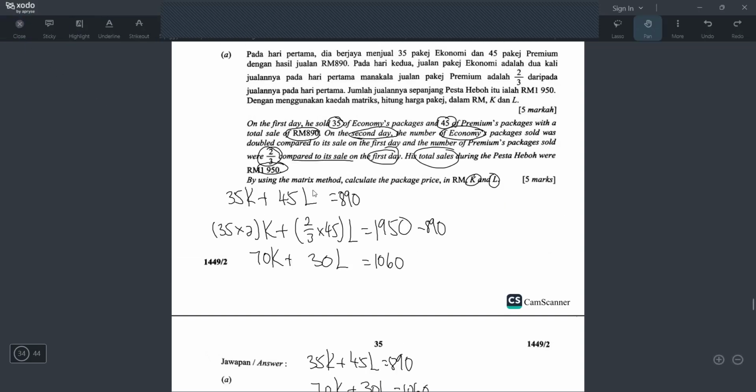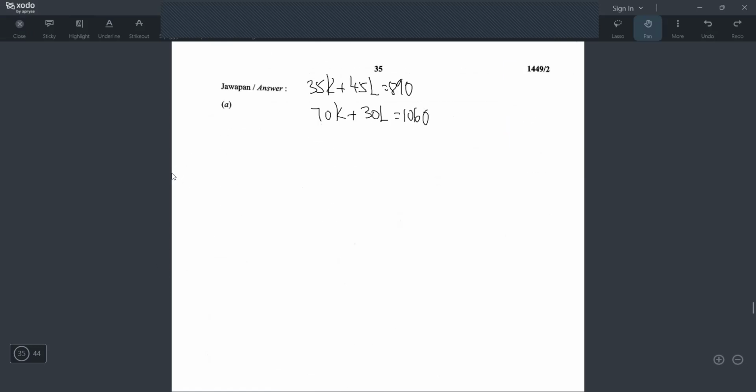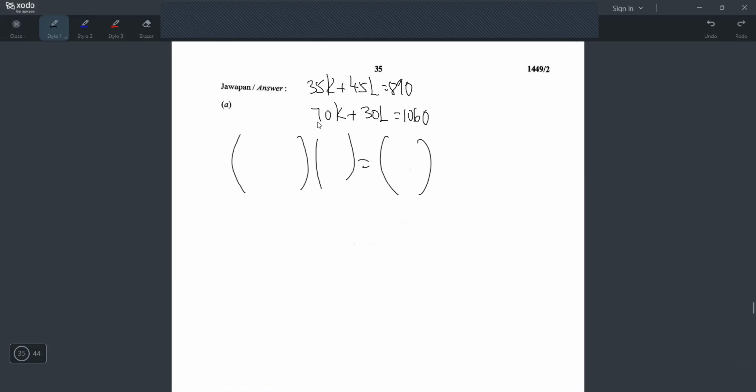They already mentioned specifically they want you to use matrix method. It means you cannot use the elimination method or the substitution method. You have to use matrix method. How to use matrix method to solve simultaneous equations? You will put bracket, bracket equals bracket. In the first bracket, you will put in all the coefficients, it means all the numbers in front: 35, 45, 70, 30. For the second bracket, you will put in the unknowns, which are K and L in this case. The K will sit on top, the L will sit at the bottom, because K is in front, what is in front has to be written on top, and the next one is written below. And then here would just be 890, 1060.